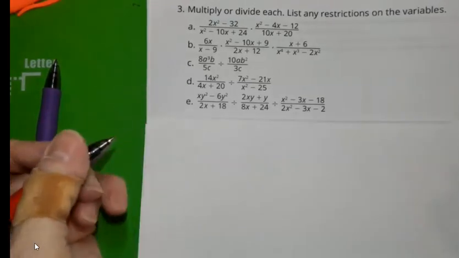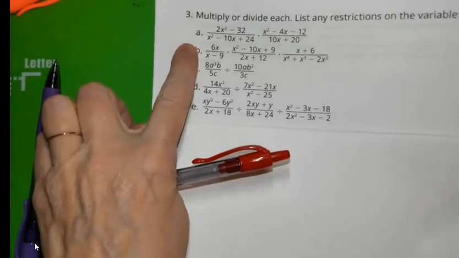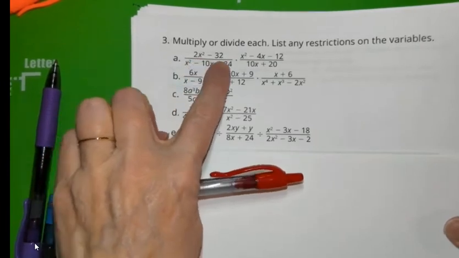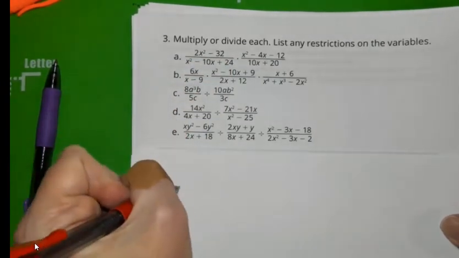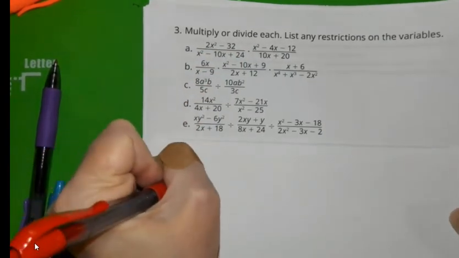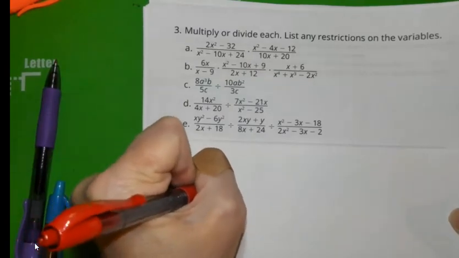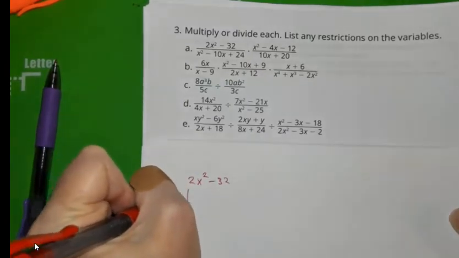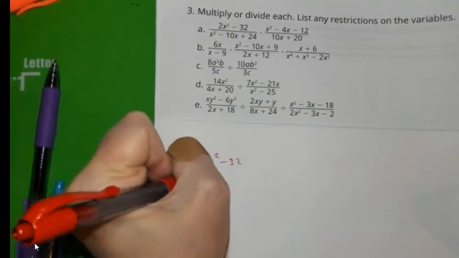So in the numerator, you'll notice I have 2x squared minus 32. So 2x squared minus 32 has a common factor of 2. So let's factor that out.